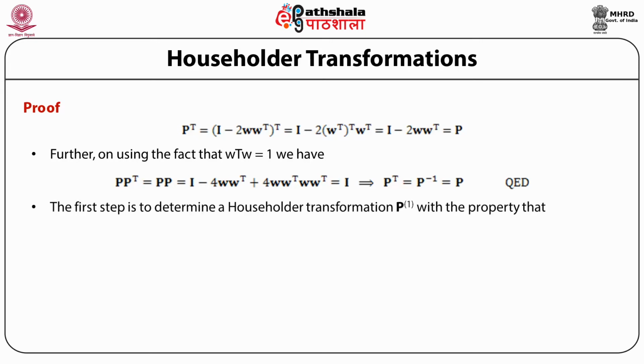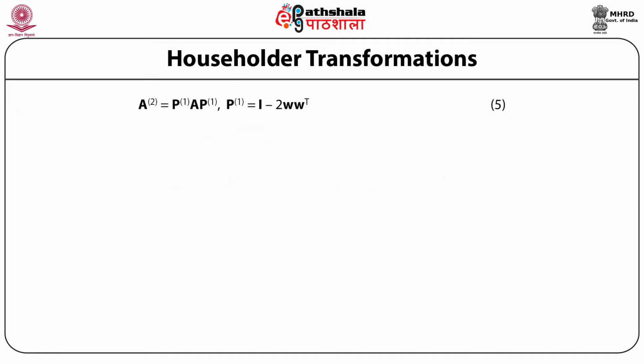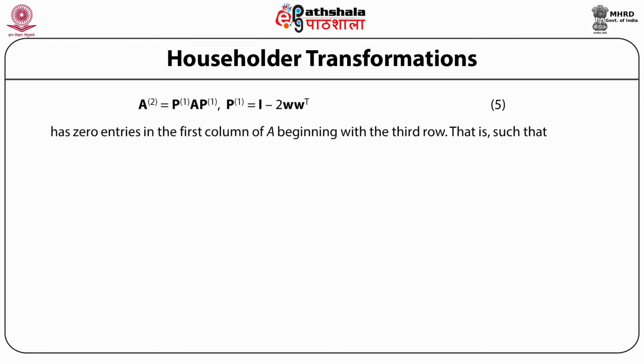The first step is to determine a Householder transformation P_1 with the property that A^(2) equals P_1 A P_1, where P_1 equals I minus 2 W W transpose, has 0 entries in the first column of A beginning with the third row.